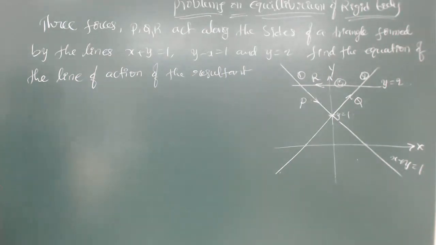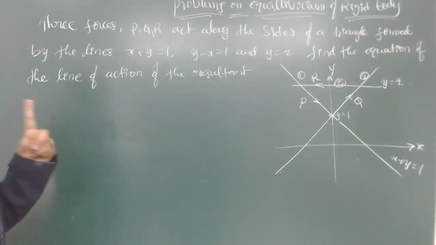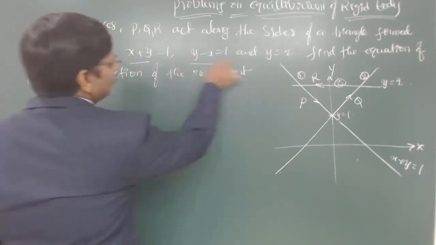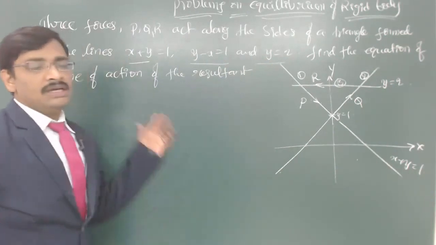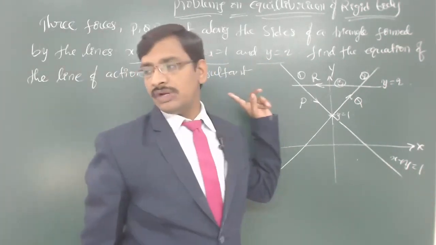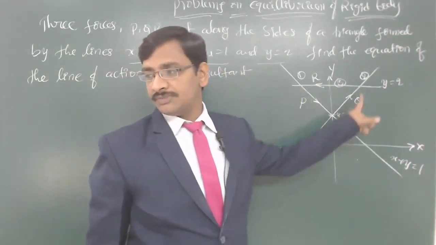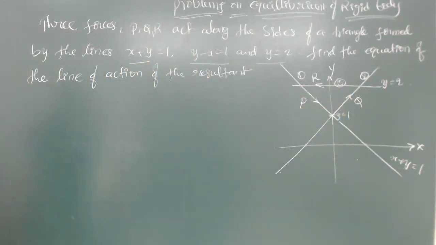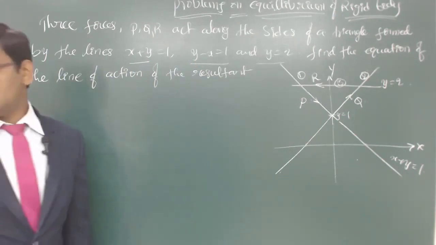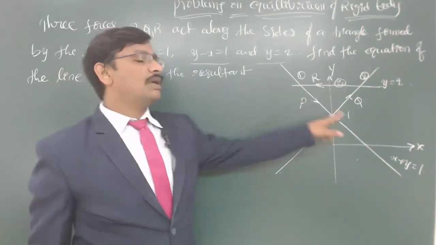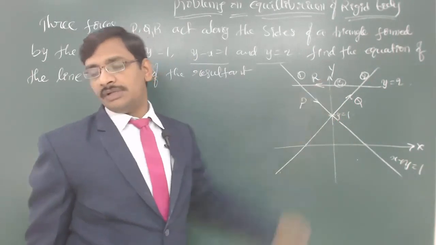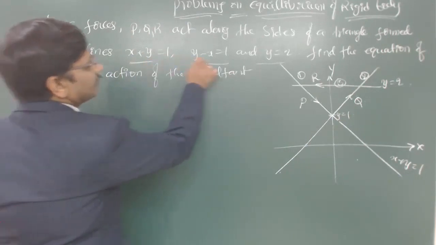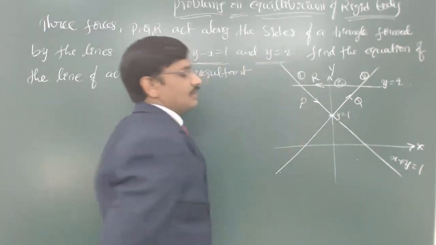How can we choose the direction? In the problem statement, three forces P, Q, R act along the sides of a triangle formed by the lines. Now, he has given three different lines. Unless otherwise specified, you can take it sequentially, forming this. Got it? Understood? For this one and this one there is no confusion, but for this one you might get confused. Unless otherwise specified, you take it sequentially so that you won't get any confusion.